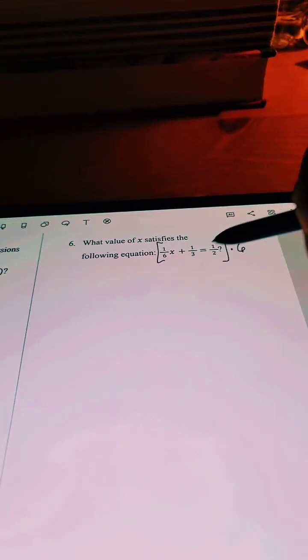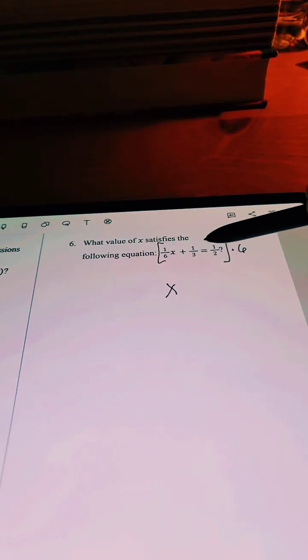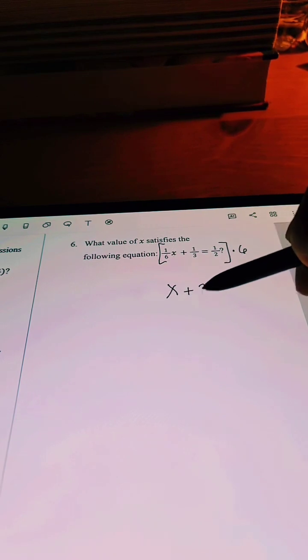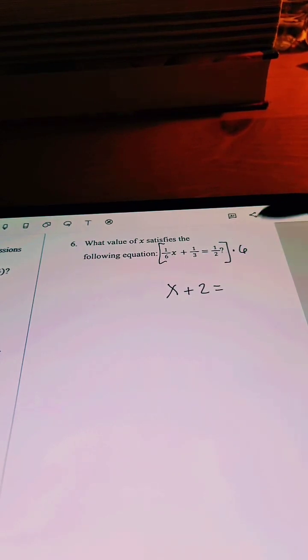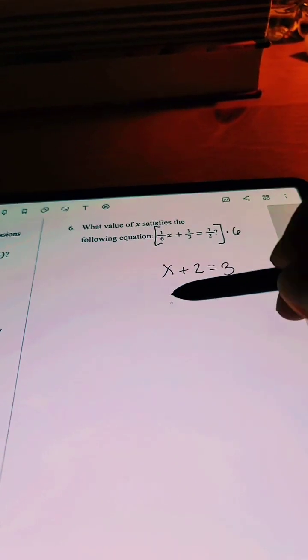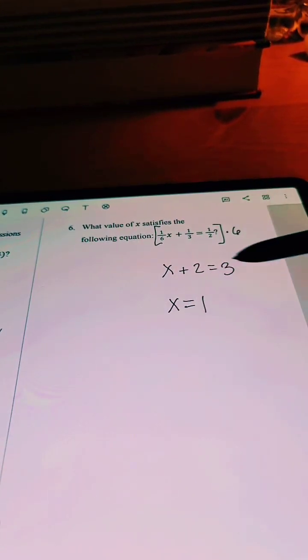Well, 1/6x times 6, the 6's cancel out, so it's just x. And then if I do 1/3 times 6, 1/3 of 6 is just going to be 2. And then if I do 1/2 times 6, that's just going to be 3. So then I just subtract 2 on each side, and I get x is equal to 1.